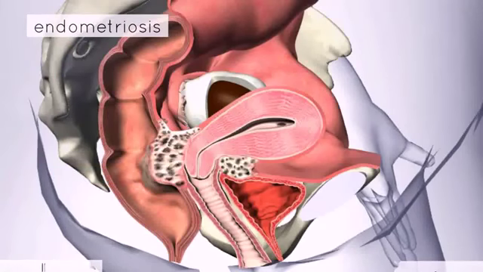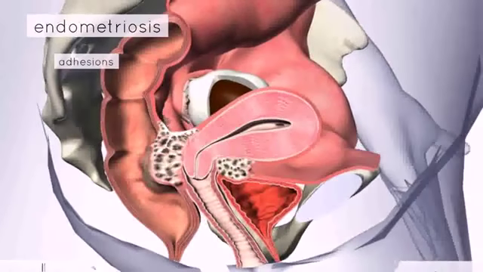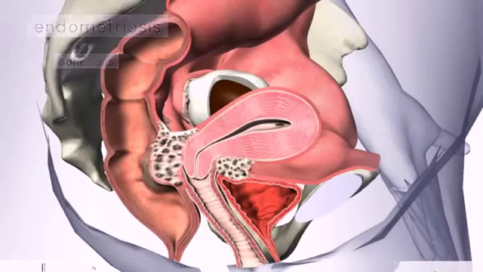Long term, endometriosis can actually cause adhesions between the pelvic viscera, and you get fibrosis and ultimately immobilization of the pelvic organs. So the symptoms you get are chronic pelvic pain that's cyclical in nature.